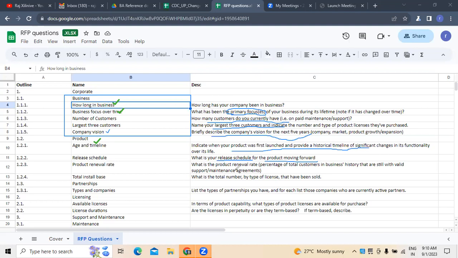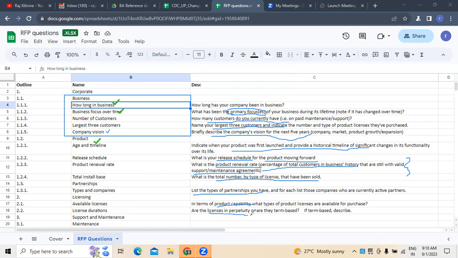At the same time, we must know the product renewal rate, that means the percentage of customers in the business history. At the same time, supported maintenance agreements. This sort of knowledge is also one of the key elements we have to focus on. Next, we must have a clear understanding of the total number of licenses, etc. At the same time, the kind of partnerships, the types of partnerships the organization has, followed by the product capability.